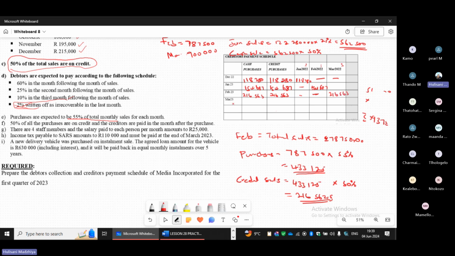So you're going to pay it in March, which is going to be 216,563. So for this month of March, you only need to calculate the value over here and the value over here, and then here there's not going to be any collections, because whatever you bought in March on credit will be paid in April, and you are not forecasting for April. So here you are not going to show any collection for that month except the cash and the credit purchase.